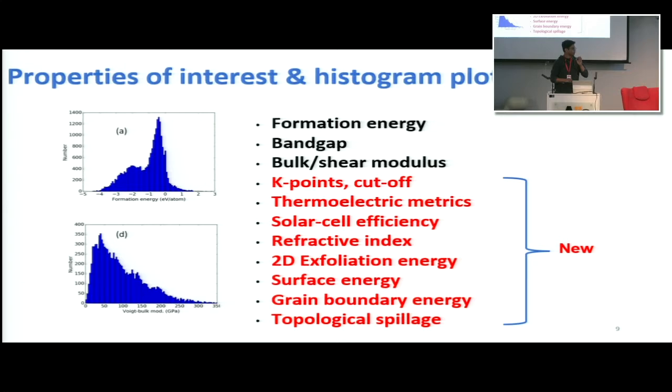We learned them. We have the refractive index. We have 2D exfoliation energies. We have surface energies from elemental crystals. We have symmetric tilt grain boundary energy, and as I said, topological spillage for topological materials. I'm going to show how we learn that too.